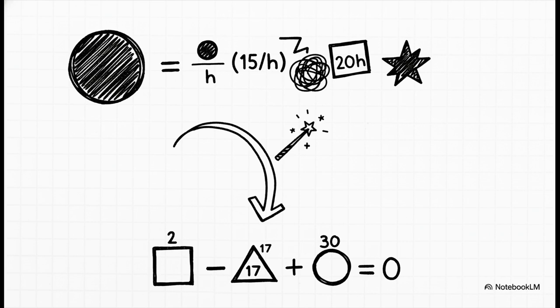Now, I know, it looks a little ugly with that fraction in there, but we can fix that. The trick is to multiply every single term by h. That gets rid of the fraction. Then all we have to do is shuffle everything over to one side and boom, we have a perfect quadratic equation. 2h squared minus 17h plus 30 equals 0.